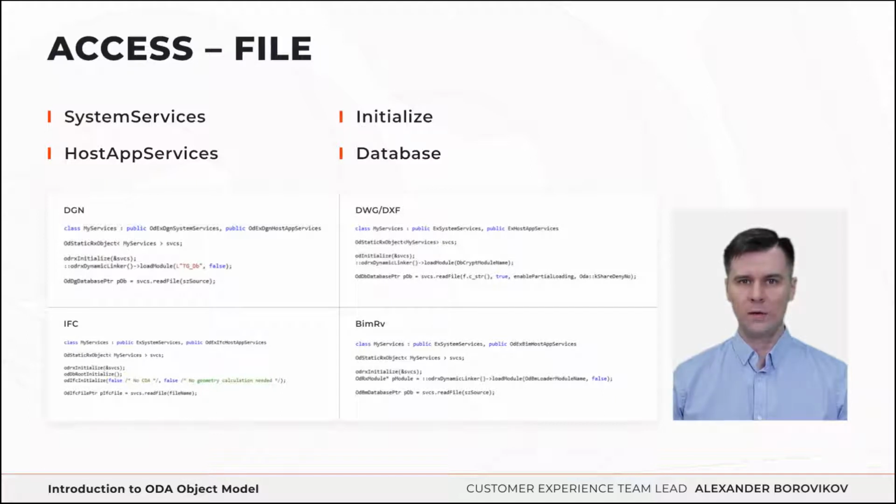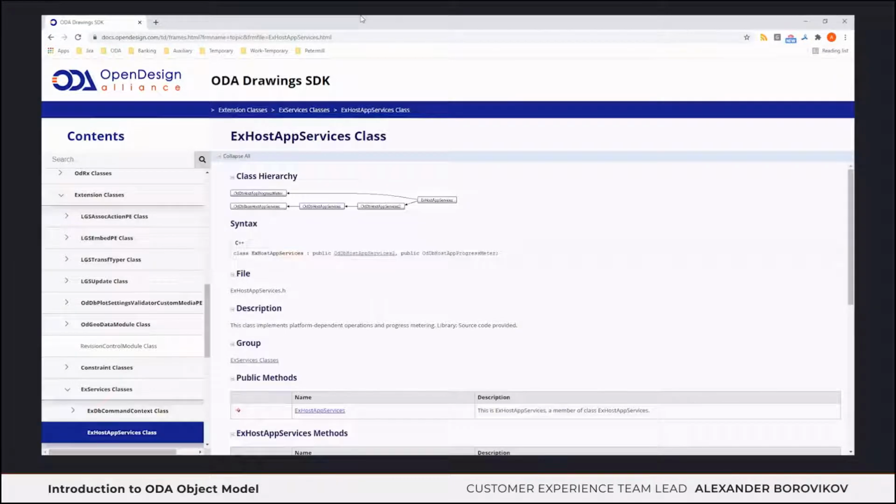Next, we create an object of the services class and initialize it. Again, depending on the format, we may need to perform additional initialization and/or load additional models. Finally, we create a smart pointer to a database object to obtain the result of the read file method. As I said at the beginning, the steps are almost the same for all formats. You can also see that the classes on the slide are not the base ones, but the derived classes.